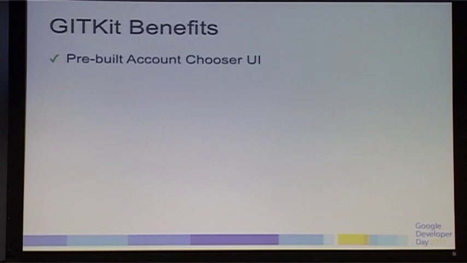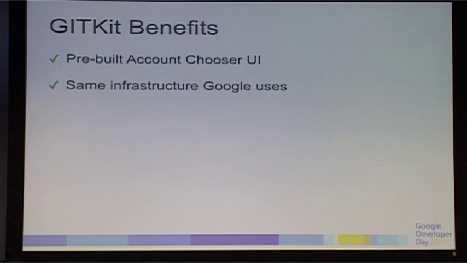And so, benefits: you get this pre-built account chooser UI. This is all the same infrastructure that Google uses, the same JavaScript, a lot of the same backend APIs that it is calling. So basically, you can trust that this is the interface that's supporting Google's ability to federate identity. I don't know if you knew it, but you can actually log into your Google account using a Yahoo account. And this is all the same infrastructure that is used for that.